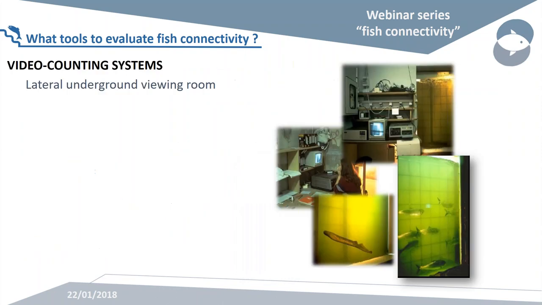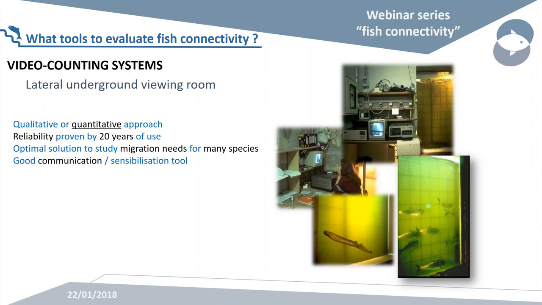Okay, so now we can go to the tools. The first one I can talk to you about is the video counting system. So actually we have two kinds of apparatus. The first one is the lateral underground viewing room. It's really old. We use it in France and in Europe for about 20 years now. So it's quite well known.